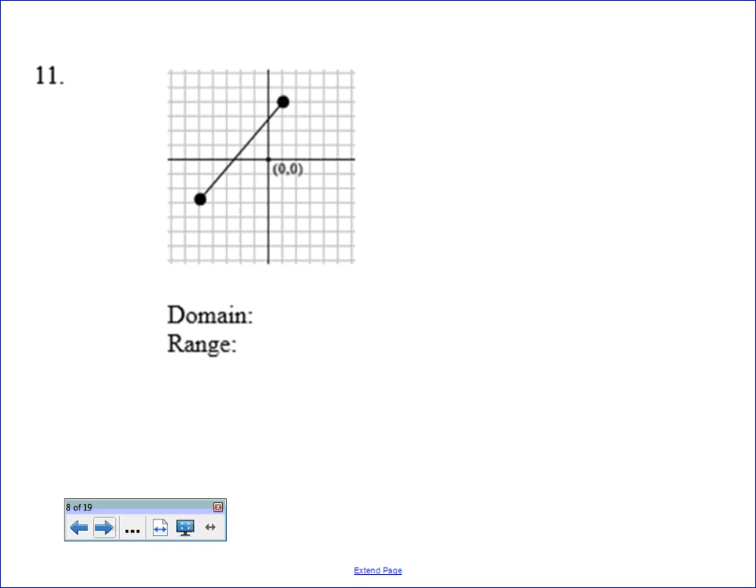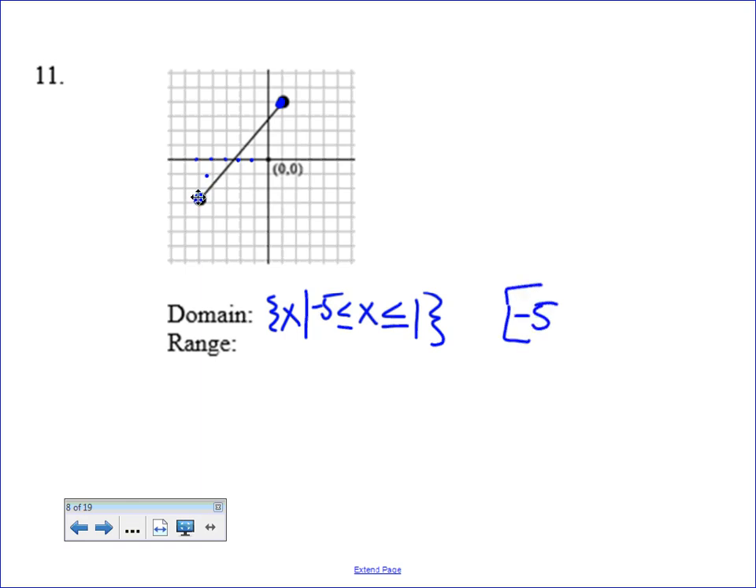All right, for this one, once again, the domain is continuous. We need every point between here and here. So how do we define that? Well, we would say all values of x such that x is greater than or equal to -5, but less than or equal to 1. Or we could use interval notation and just say that the domain is the interval from -5 to 1.